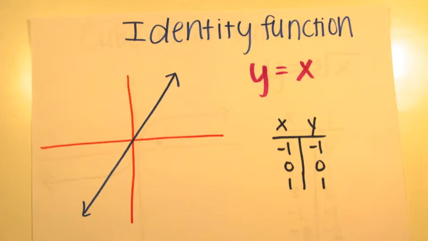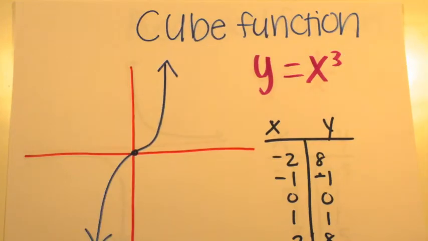Since the function is reflective about the origin, we know that it's odd. And the last thing we can figure out about this function is that it's increasing all the way. So next is the cube function.